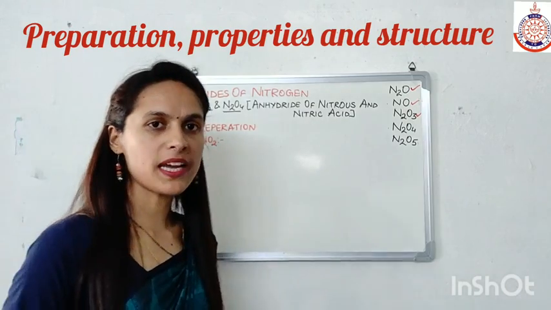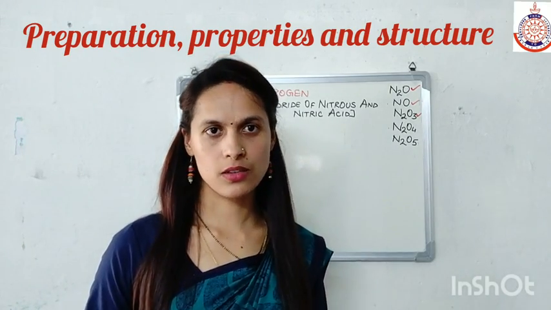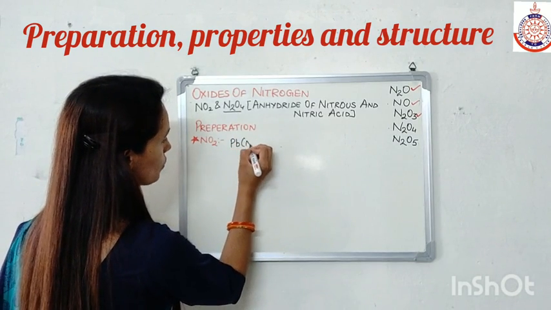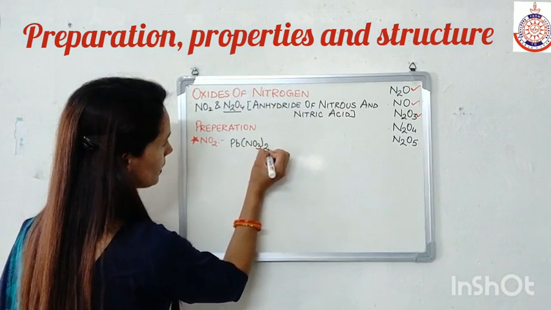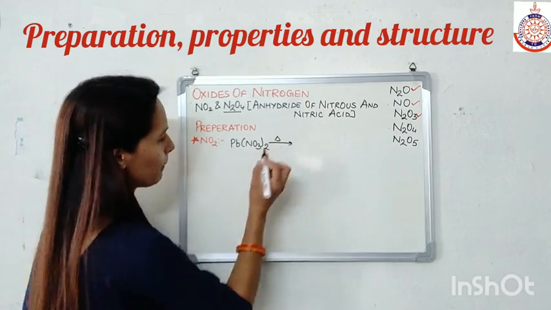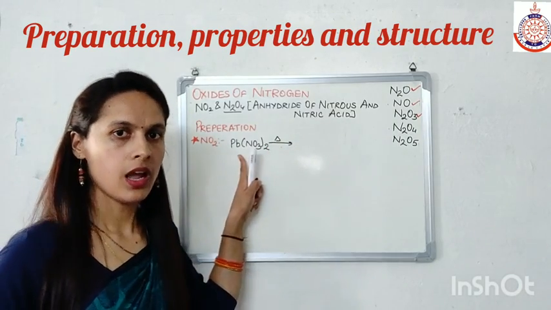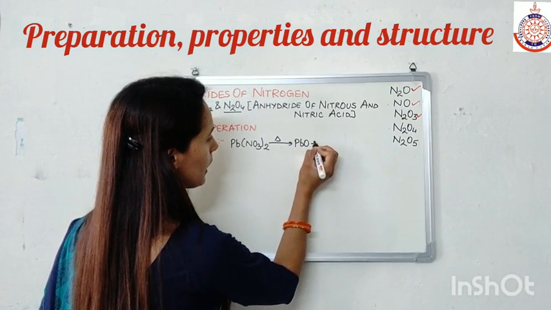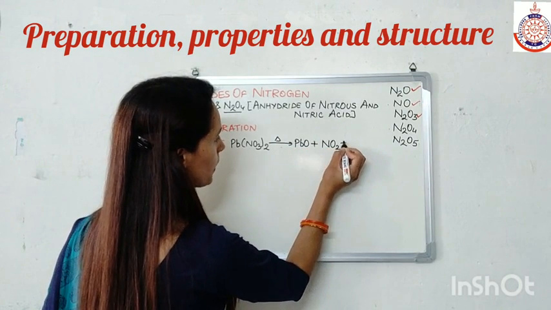Now, we'll prepare NO2 by 2 methods. First of all, by the thermal decomposition of Pb(NO3)2, means lead nitrate. Lead nitrate on heating decomposes to give PbO plus NO2 plus O2.